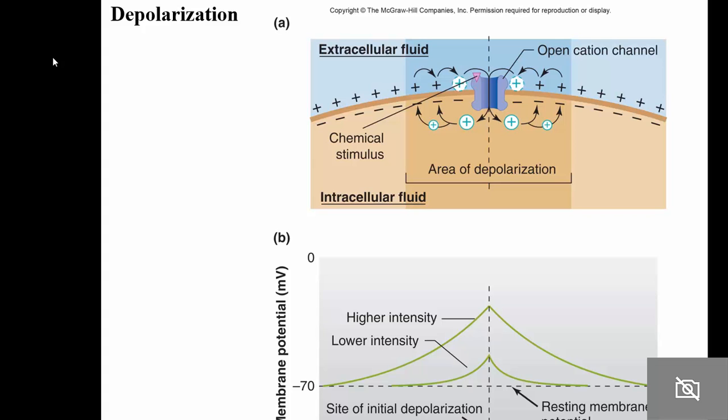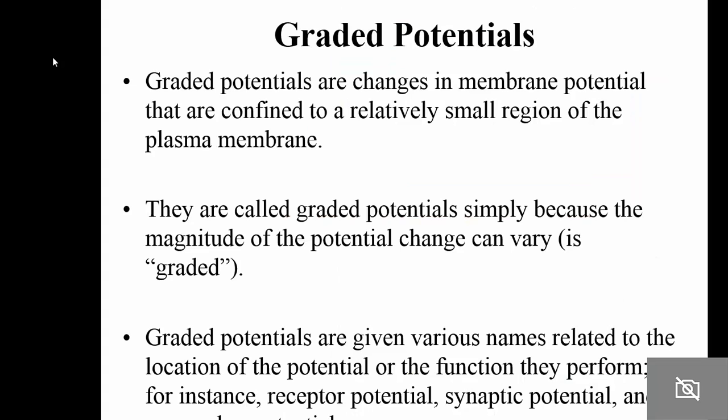Question? Graded potential. So talk a little bit about graded potentials. So graded potentials are changes in membrane potential that are confined to a relatively small region of the plasma membrane. Okay? They call it graded potential simply because the magnitude of the potential change can vary. And it's usually small. Graded potentials are given various names related to the location of the potential. For instance, the receptor potential, synaptic potential, pacemaker potential. We're going to see all of those.